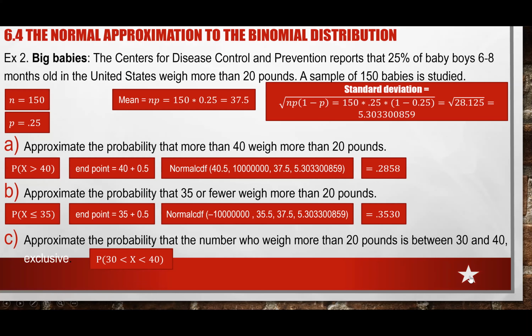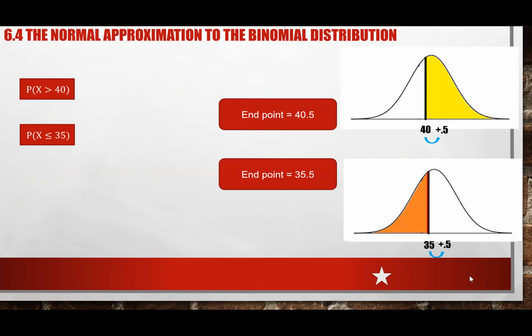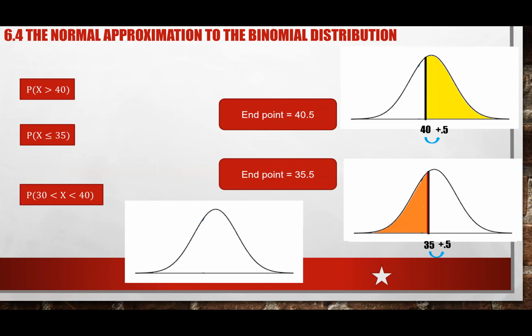If we exclude the endpoint, given this, if you sketch it, this is 30, this is 40, and we just find the area in between, right in the center. Because they tell you to approximate, you cannot use the 30 or the 40 as your endpoint. You have to correct for continuity, which means adjusting your endpoint.